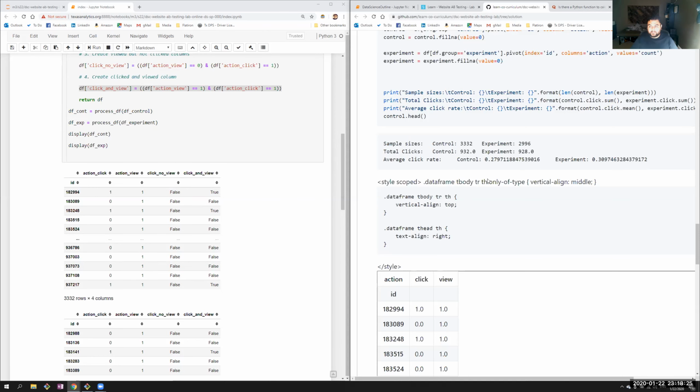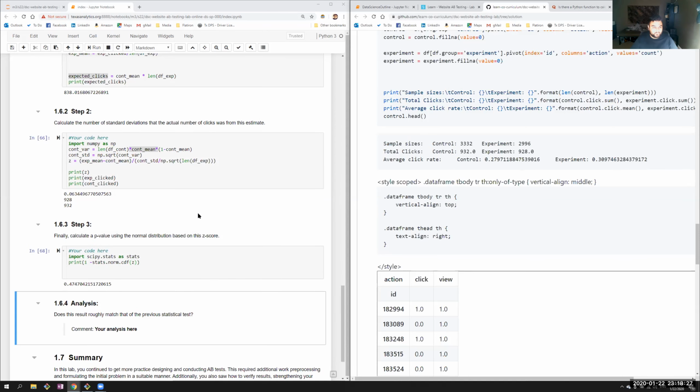Total clicks, I think I got a similar number. If I go down here, yeah, 928 for experimental clicks, 932 for control clicks. Okay, so that did that.